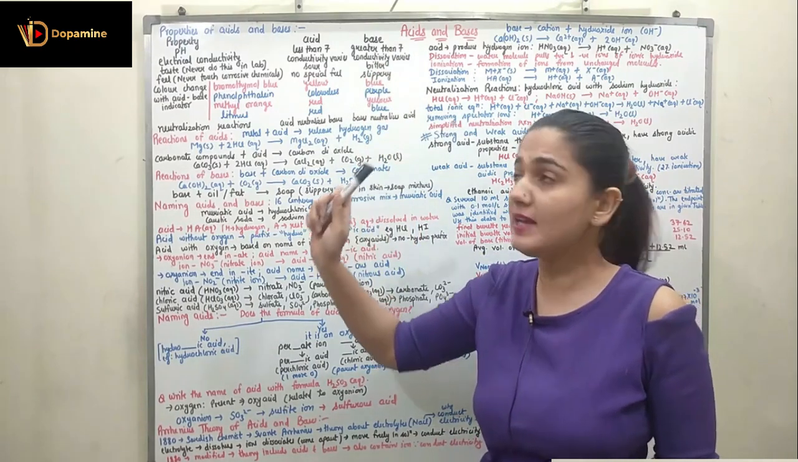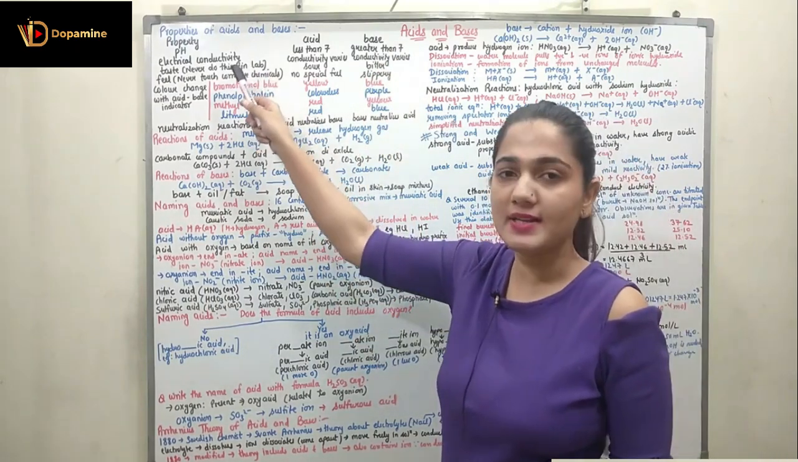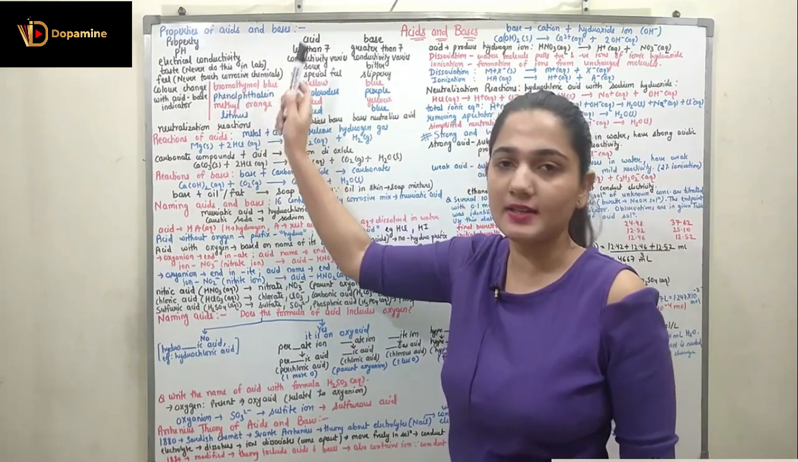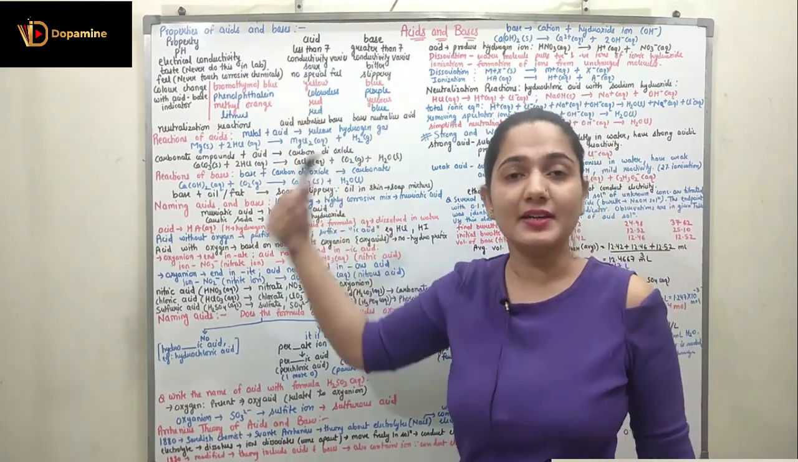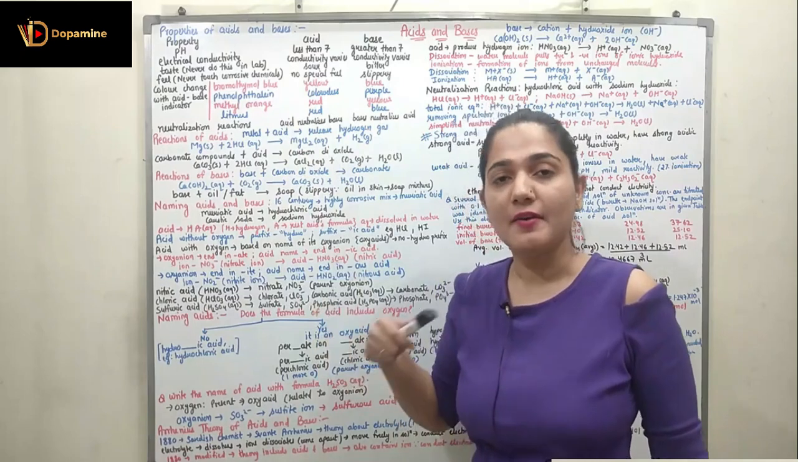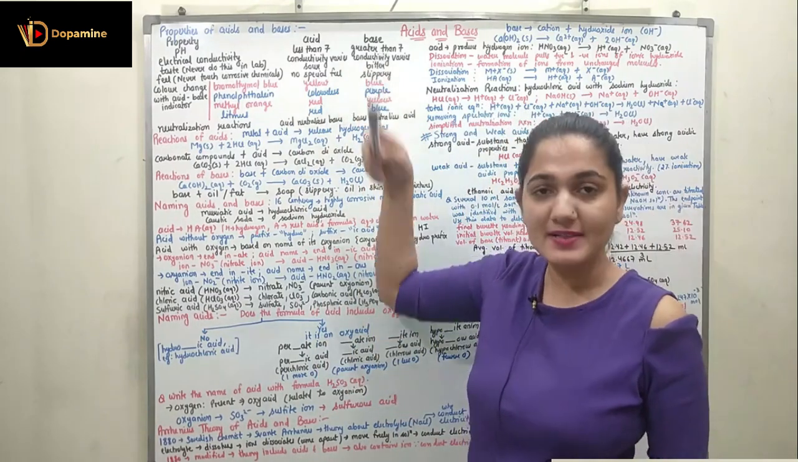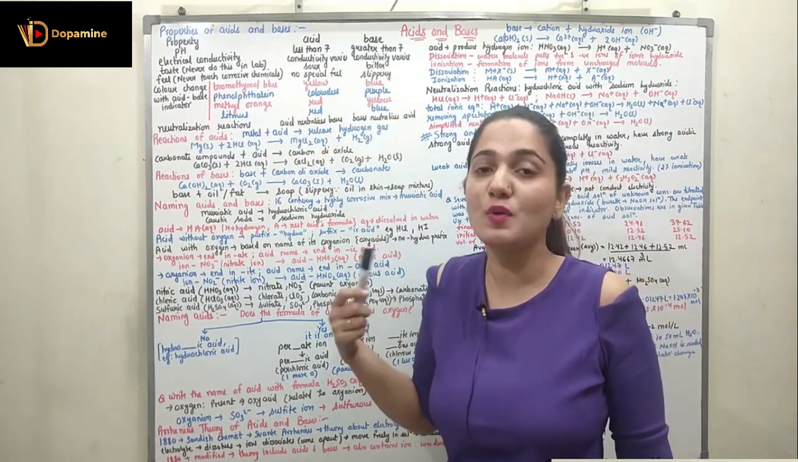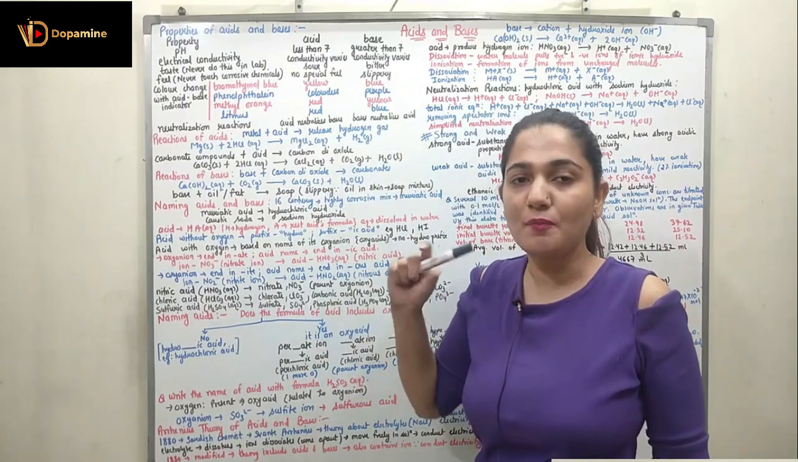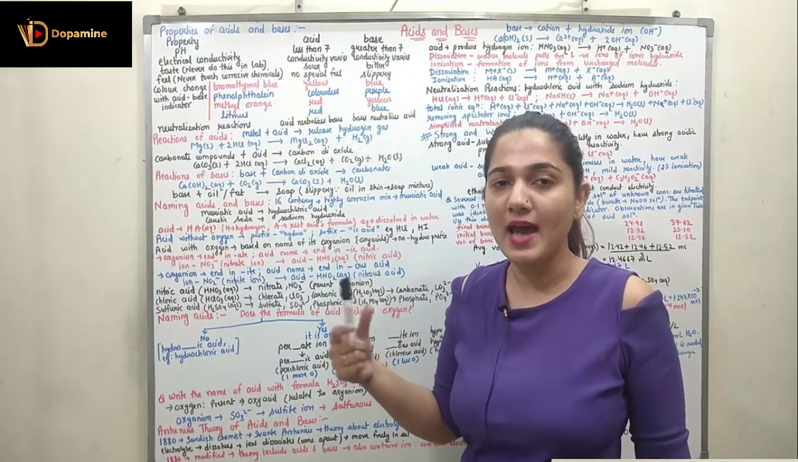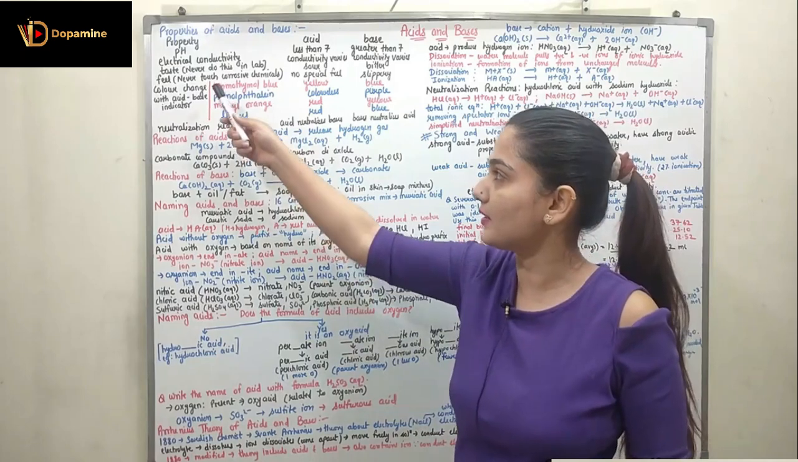The next property by which we are going to understand acids and bases is the electrical conductivity. The electrical conductivity of acid will vary, whereas if I talk about the base, the electrical conductivity of the base will also vary. So both acid and base will have variable electrical conductivity.